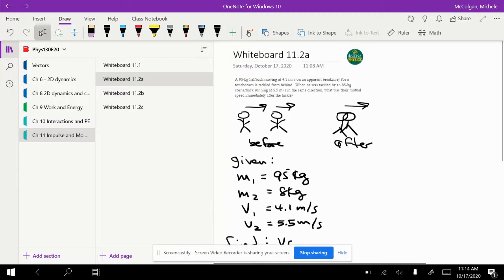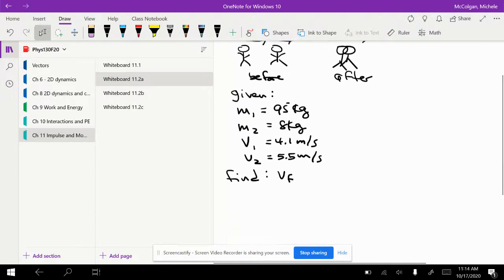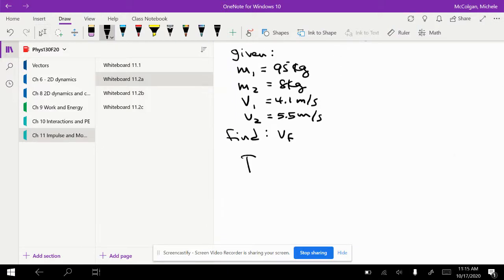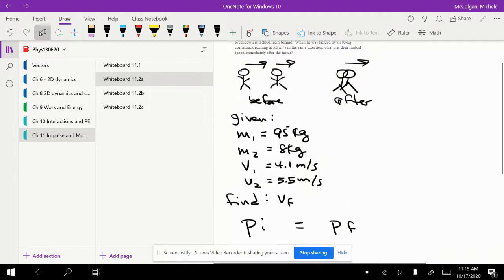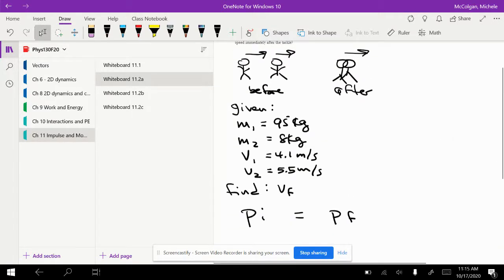Okay, so my model here is a momentum model. So I'm going to say P initial, momentum initial is equal to P final. And then I'm going to plug in my equations for initial and my equation for momentum. And so I've got two terms for momentum. I have the momentum of both of these guys, right? So their mass times their velocity. And then here I have just one term because the mass is their mass together and their velocity together.